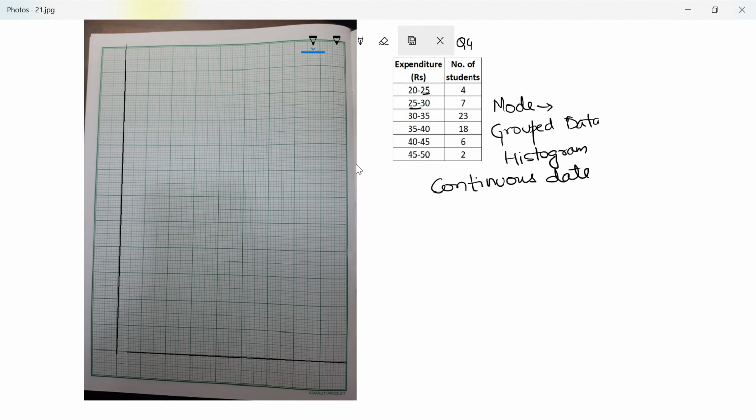Otherwise we would have had to first use an adjustment factor to create the continuous data. Now let's plot this, as in, let's create a histogram for this.